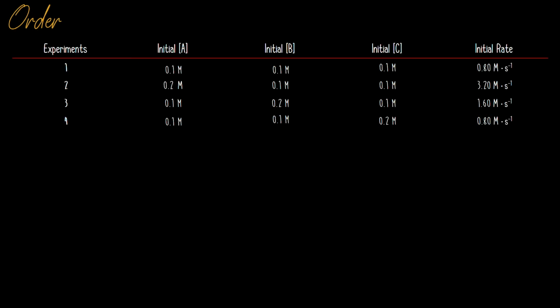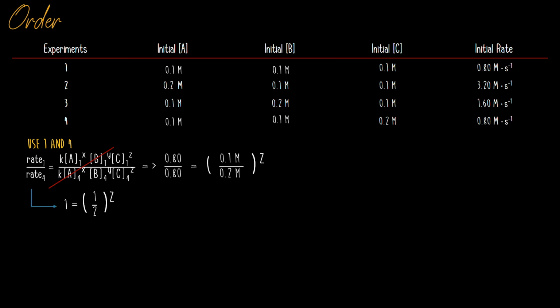This is the last example for this video and there are 4 experiments. So the first step we need to do is to find two experiments with the same concentrations from one another. Experiment 1 and experiment 4 have the same values for A and B. So we use experiment 1 and experiment 4. Rate 1 all over rate 4 is equal to k[A1]^x [B1]^y [C1]^z all over k[A4]^x [B4]^y [C4]^z. Since k is constant, and A1 and A4 are the same, B1 and B4 are also the same, we could cancel them. Substituting the values, we could say that 1 is equal to (1/2)^z.